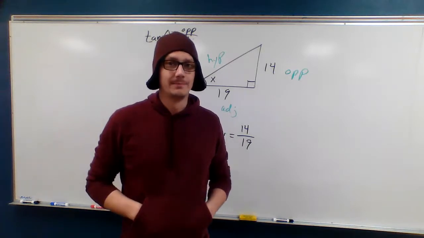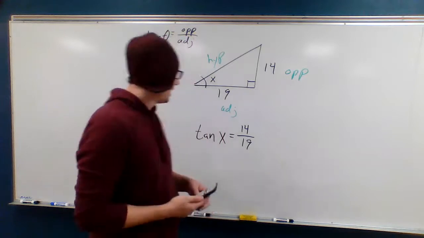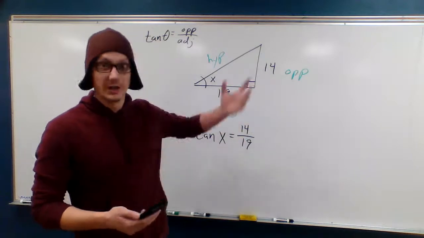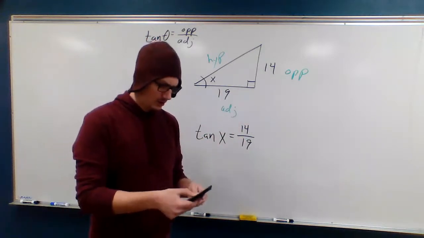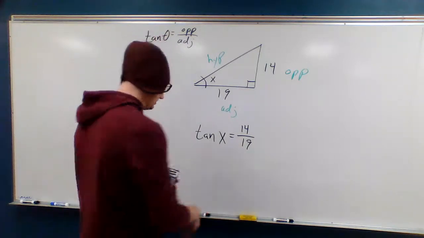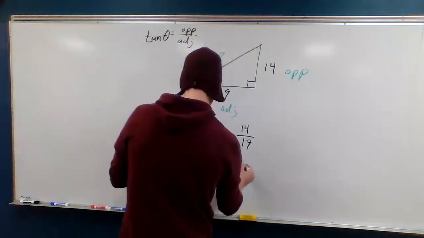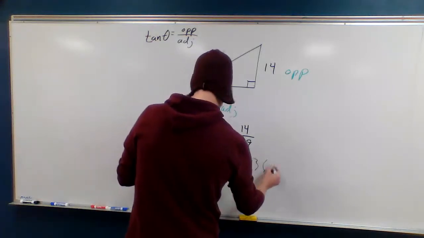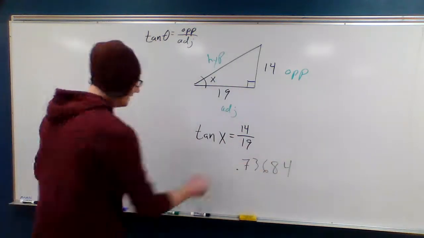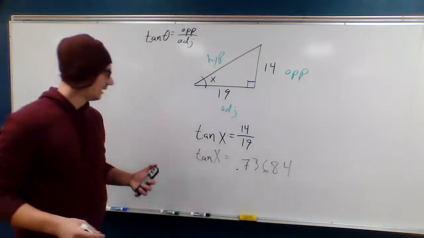It's a nice look. Anyway, now that I hope you have your calculators out, what we're going to do is take 14 and divide it by 19. We're going to simplify that or turn it into a decimal. So 14 divided by 19 equals 0.73684 and so on. Okay, that equals the tangent of x.